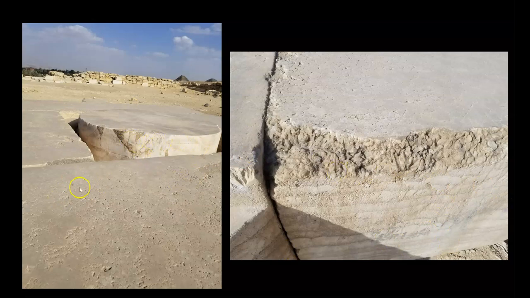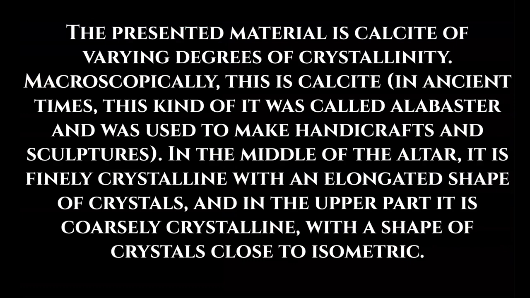So you can see the finish of the surface on the left and a close-up of the crystalline material on the right. And samples of this material were analyzed by the Isida Project, and the following data has been reported. The presented material is calcite of varying degrees of crystallinity. Macroscopically, this is calcite. In ancient times, this kind of it was called alabaster and was used to make handcrafts and sculptures. In the middle of the altar, it is finely crystalline with an elongated shape of crystals. And in the upper part, it is coarsely crystalline with a shape of crystals close to isometric.